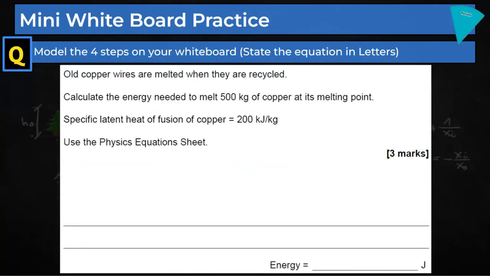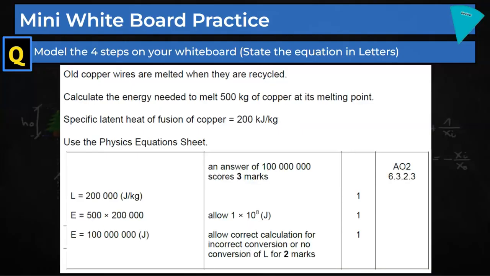In this example, it says explicitly in the question, use the physics sheet. So they're expecting you to look up the equation and obviously then subsequently use it. And obviously the latent heat you've been given in the question.